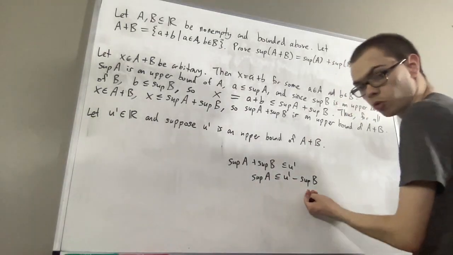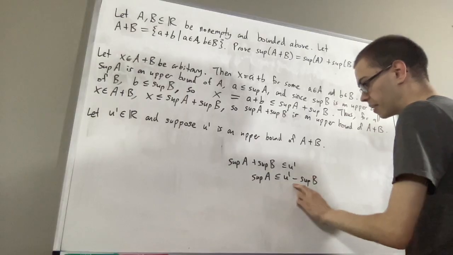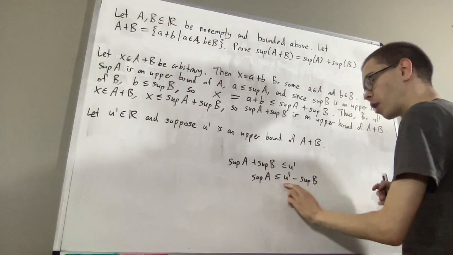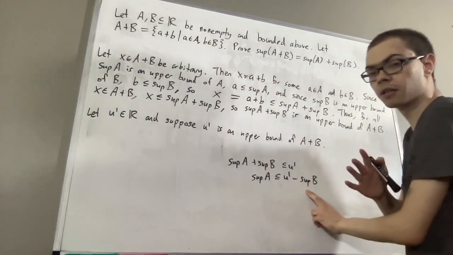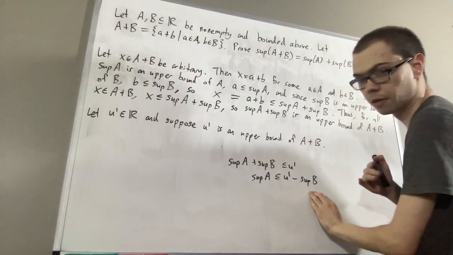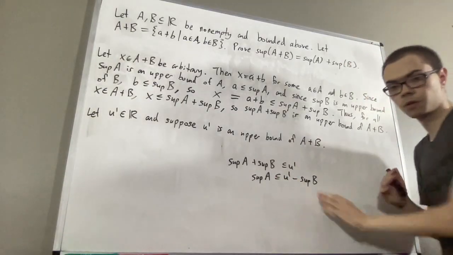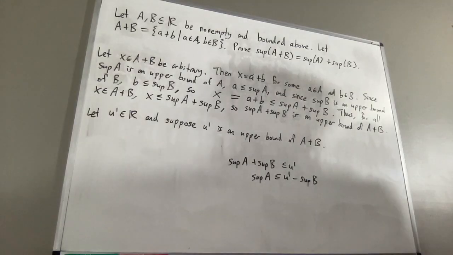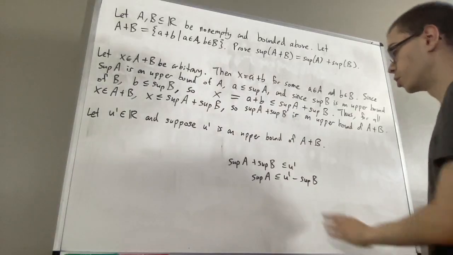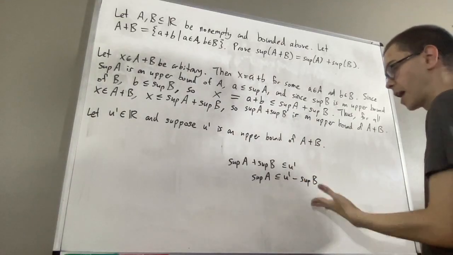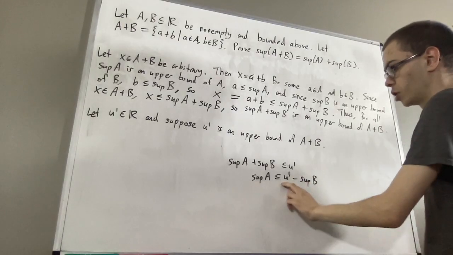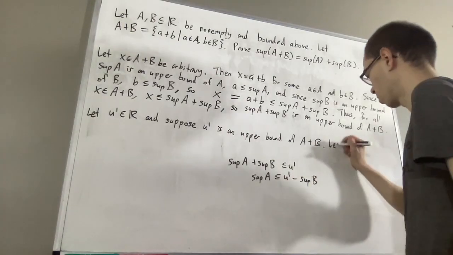And to show this, we would just have to show that U prime minus the supremum of B is an upper bound of A. Because if U prime minus the supremum of B is an upper bound of A, then the supremum of A is less than or equal to every upper bound of A, so this would follow. So that's all we have to show. We're going to show U prime minus the supremum of B is an upper bound of A. To do that, we give ourselves an arbitrary element of A, I'll call it y, and we'll show y is less than or equal to U prime minus the supremum of B.